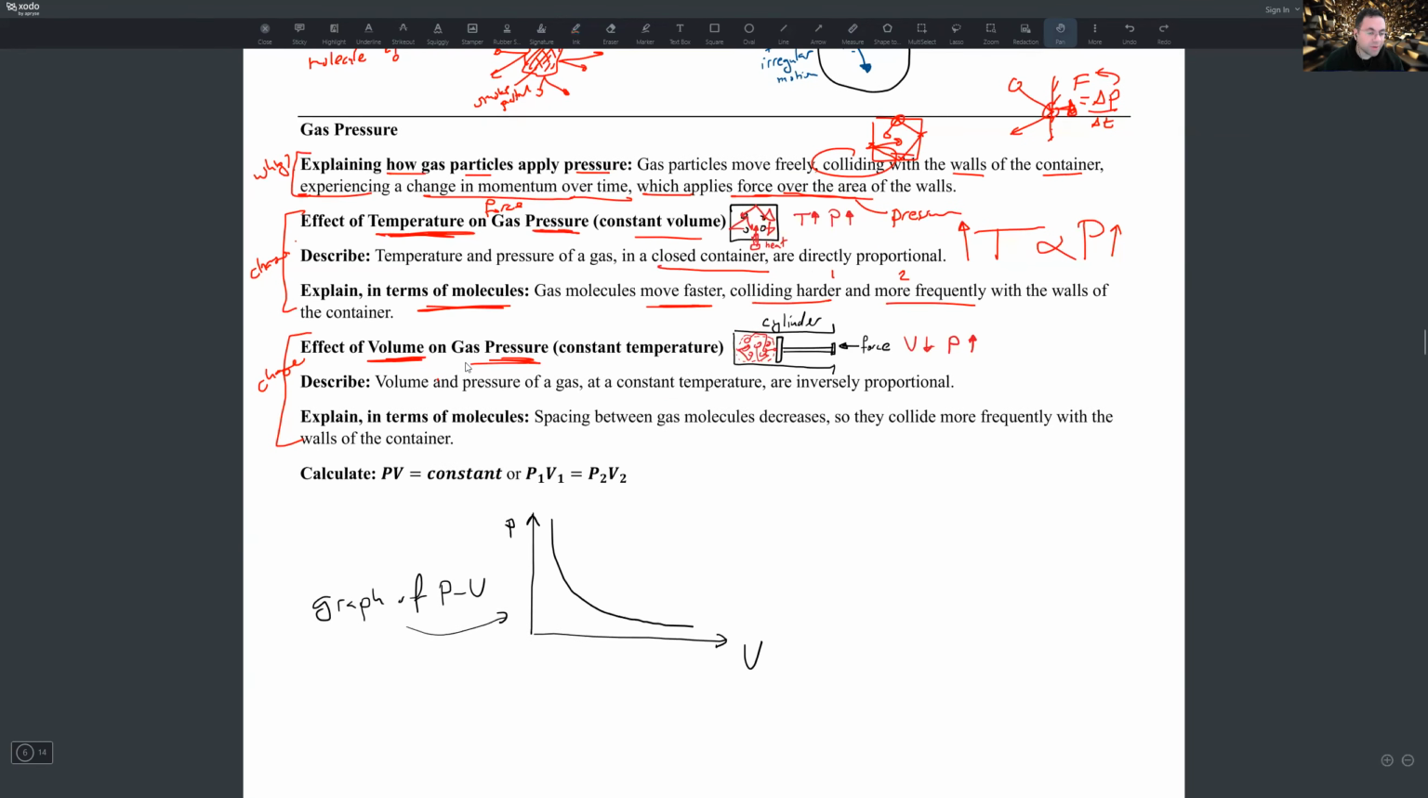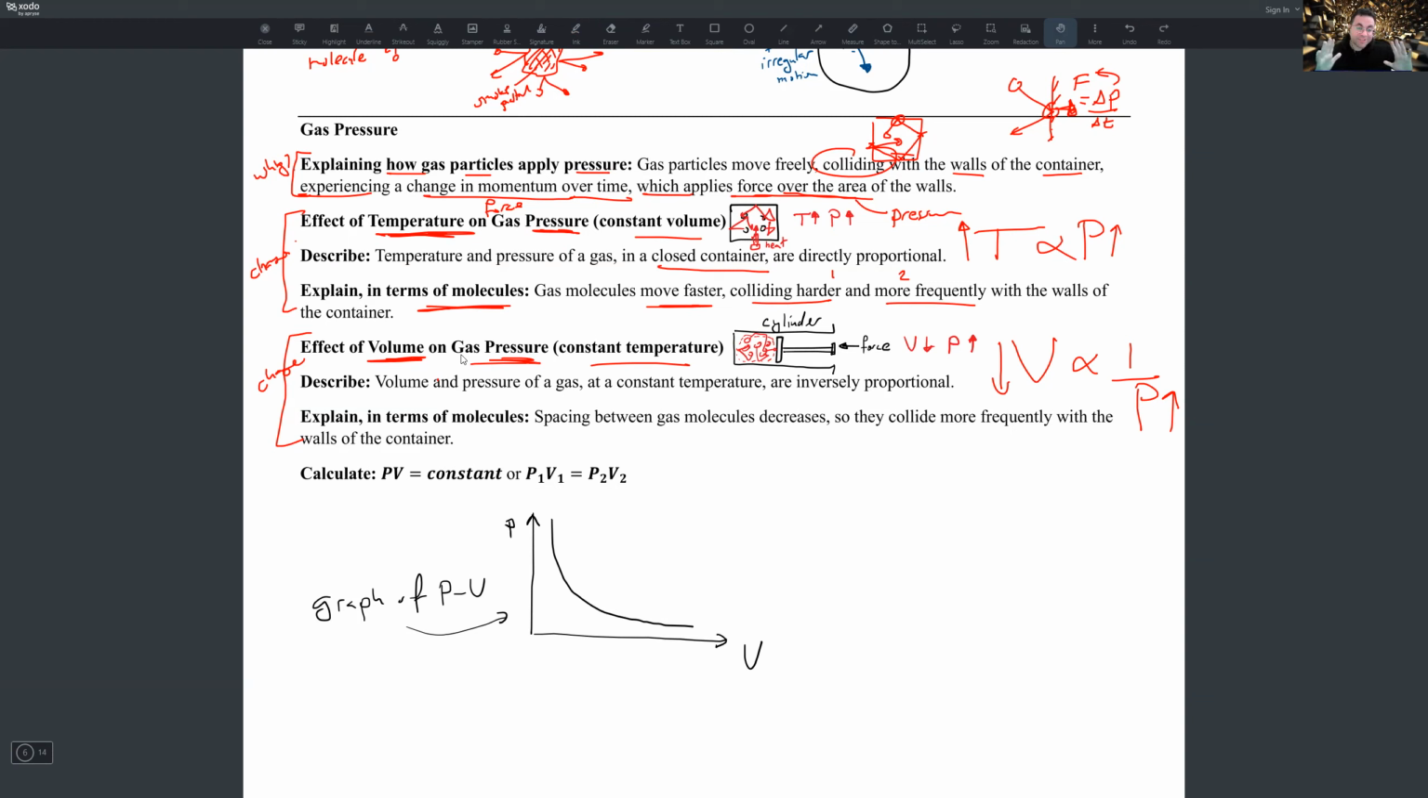Now, how does volume affect gas pressure? At constant temperature, no heating. How does volume affect gas pressure? Okay, so volume and pressure are inversely proportional. That means the smaller the volume, the higher the pressure. So if you squish a balloon and decrease its volume, eventually this balloon pops, which is proof that the pressure of the gas inside the balloon has increased to cause it to pop.